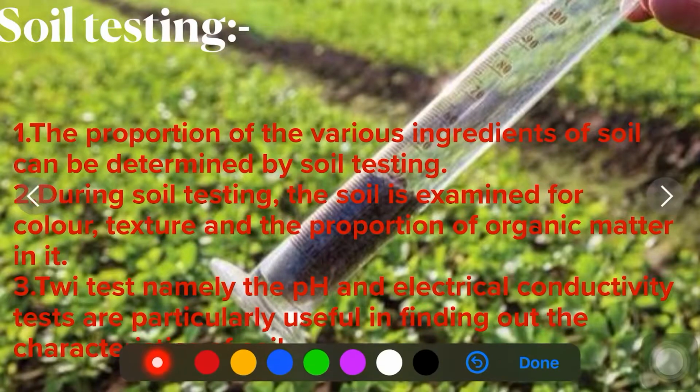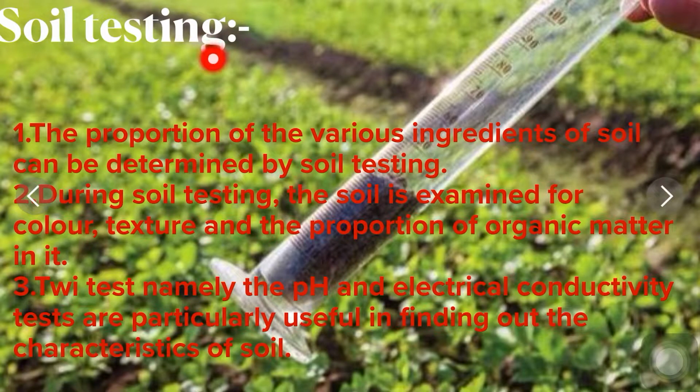Next topic is soil testing. The proportion of the various ingredients of soil can be determined by soil testing. During soil testing, the soil is examined for color, texture, and the proportion of organic matter in it. Soil is tested to find out if there is a deficiency of any ingredients and to decide what measure should be taken to remove the deficiency.